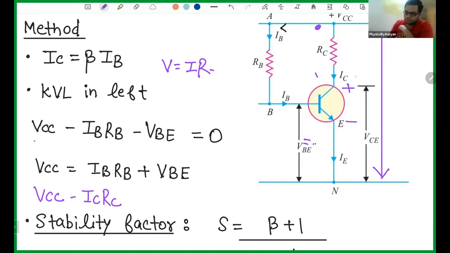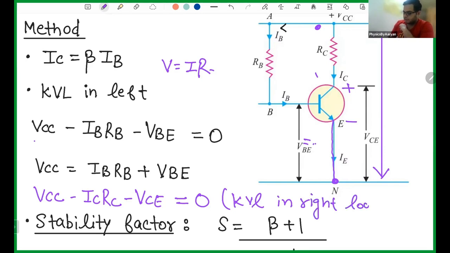So you can see, you saw the positive first. So this thing is minus VCE because voltage across these 2 points is VCE, voltage between collector and emitter. So minus VCE. And then you come down, and at this point you have 0 voltage. So this will be your KVL in right.